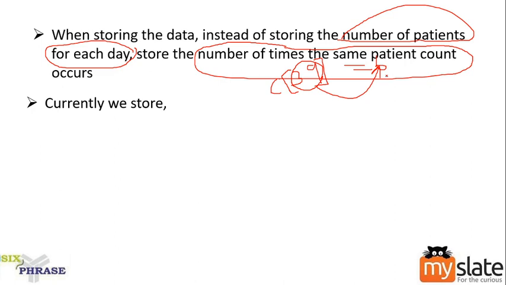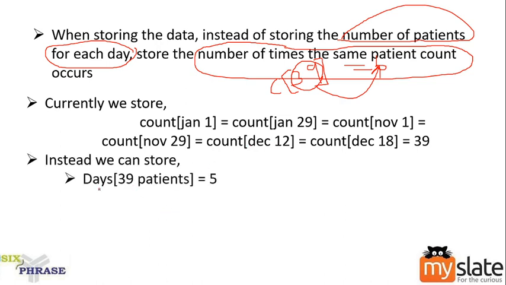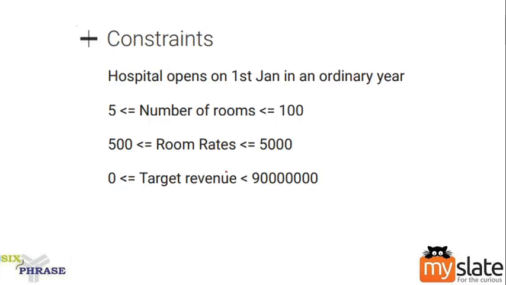So currently we store it as count of Jan 1, count of Jan 29, November 1, November 29 like that. Individually we are storing for each day. Next we are going to store it as count of days containing 39 patients. Number of days containing 39 patients is 6 days. Okay, let us do that.